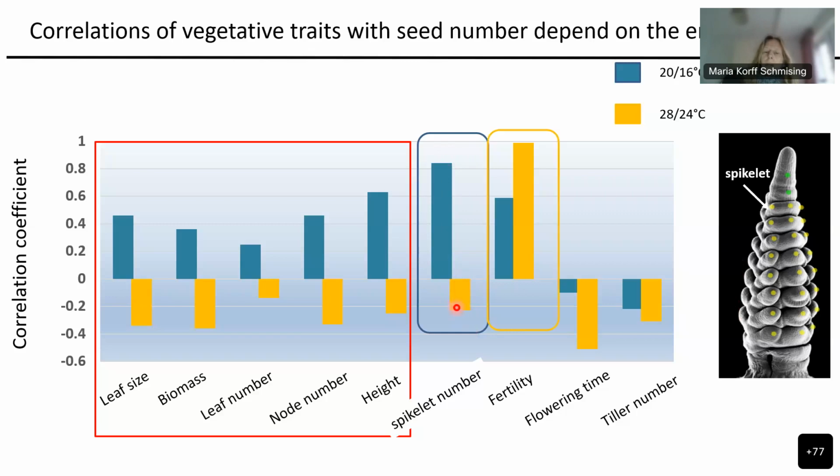In contrast, under high ambient temperature conditions, here in yellow, it was not the number of spikelets, but the ability of the spikelets to form a floret and the ability of the floret to really form a grain. So there were different components that contributed to the final grain number. You could also see that there was a different correlation of a number of vegetative traits to final grain yield here. So correlation of traits to seed number or grain number really depended on the environment.